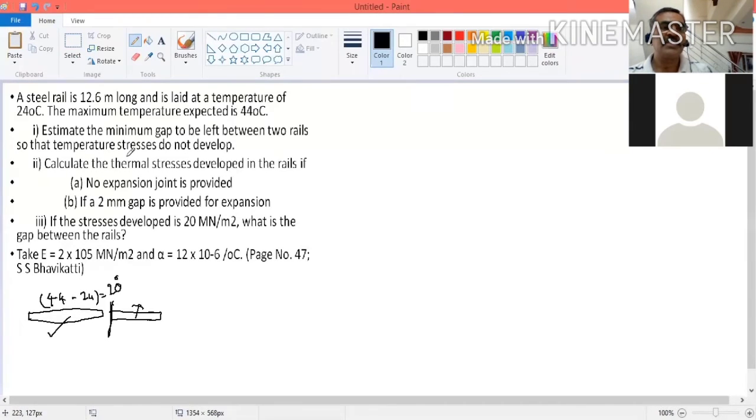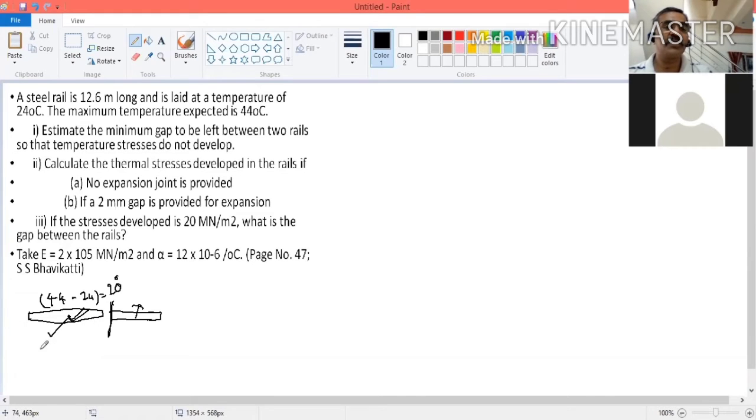Now estimate the gap to be left between two rails so that temperature stress do not develop between these two. How much amount of gap should be given so that no stress is developed? Stress do not develop, so you have to give enough gap. If the expansion is restricted, the minimum gap should be equal to the expansion of the rail, right? If the gap is less than that, then it will be restricted to expand, stress will be developed. We want no stress to be developed.